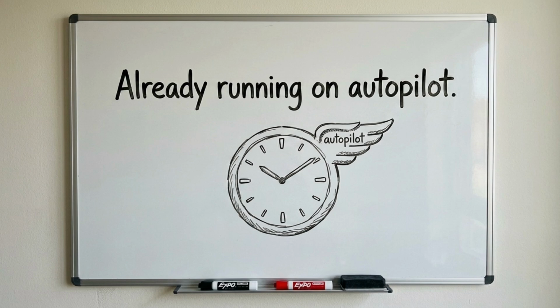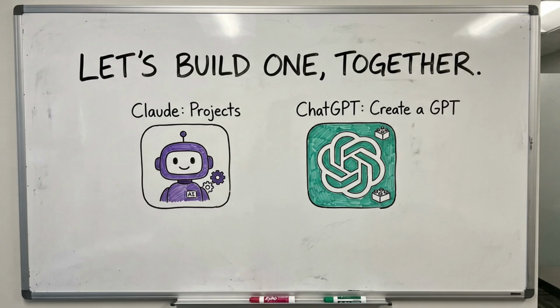And once you see that difference, you start noticing how much of your day is still stuck in chatbot mode when it could already be running on autopilot. Let's build one together, step by step. We're going to create two agents in this video. The first is a simple research and writing agent. The second is a quick variation so you can see how fast the process gets once you've done it once.